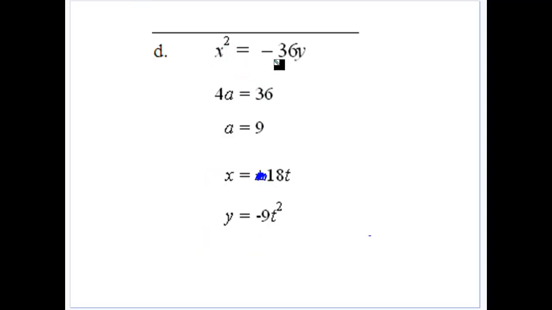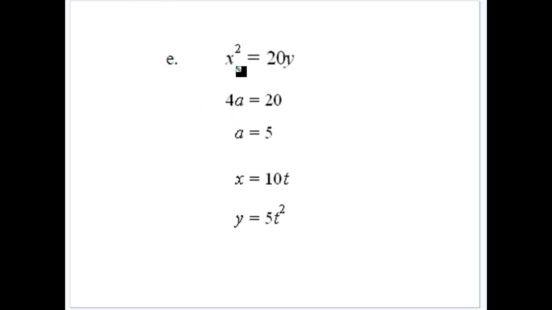x squared is equal to minus 36y. So again, 4a is 36, a is 9, it's negative, so it's concave down. So we're going to get a minus 9t squared, 2 times 9 times t, minus a times t squared. Find the value of a, sub it in, and we get our values there.